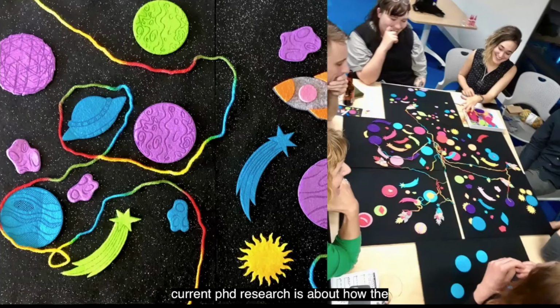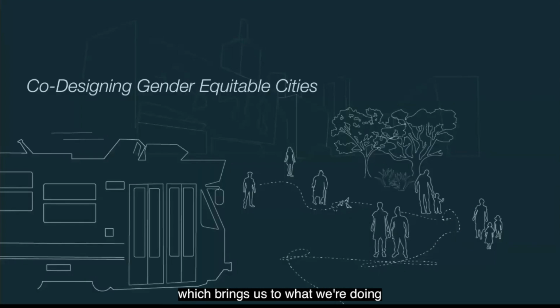My current PhD research is about how the materials that we use in workshops, what Liz Sanders would refer to as co-design tools, actually have a more agential role than designers sometimes realize. Which brings us to what we're doing together today.